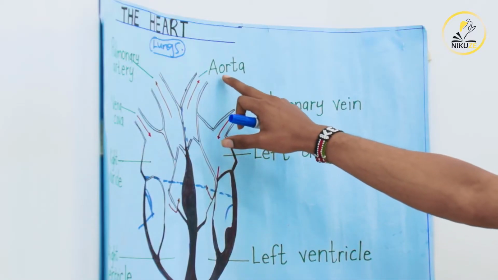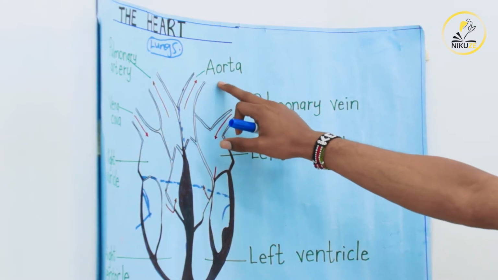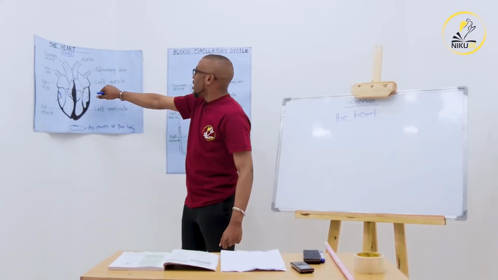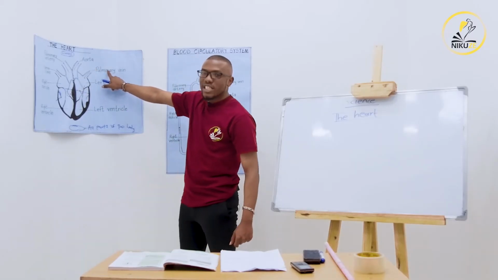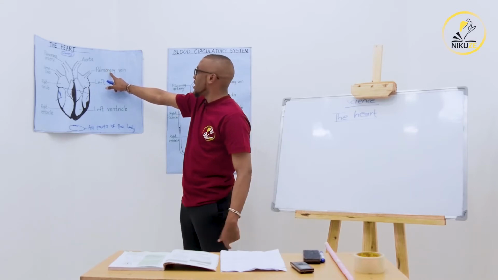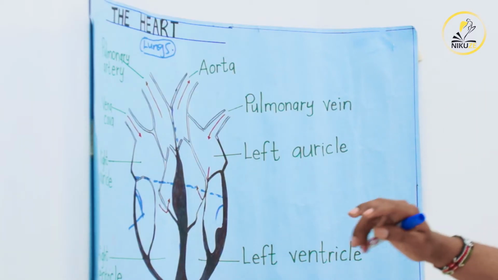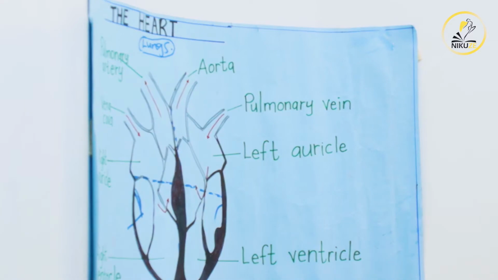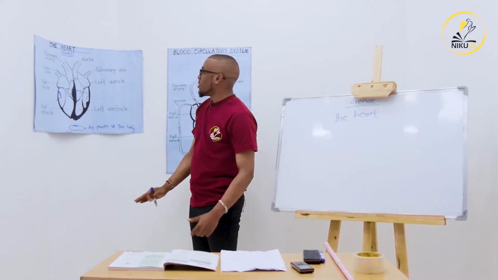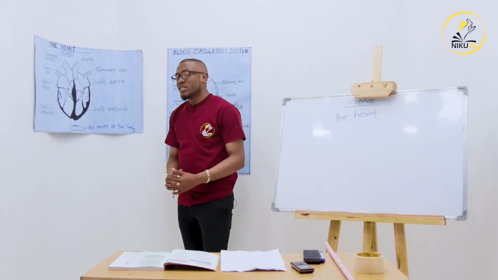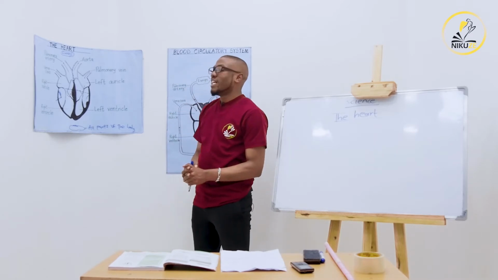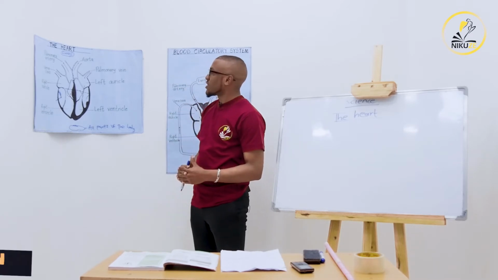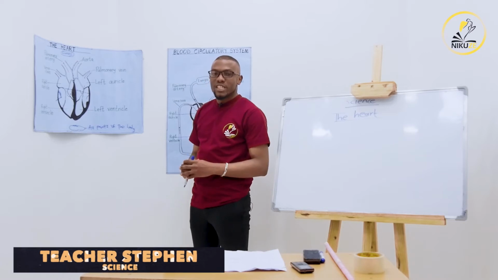From there we come to the aorta. The aorta is the biggest blood vessel. Then we have the pulmonary vein. We are going to see how it functions later in this other chart. Then we have the left auricle and the left ventricle. Now this is very important. We should be able to name all these parts and tell their functions, but we are going to understand the functions when we move to the next chart.